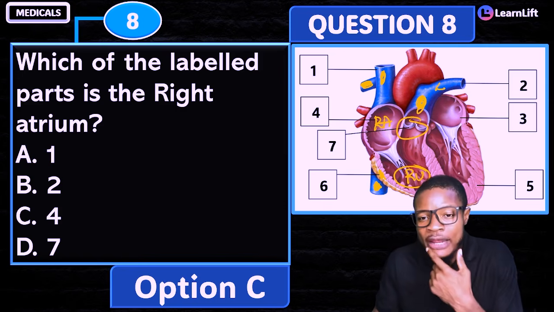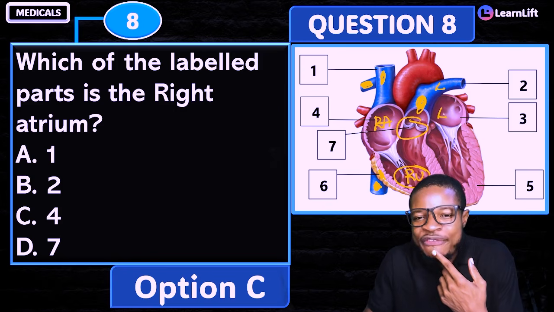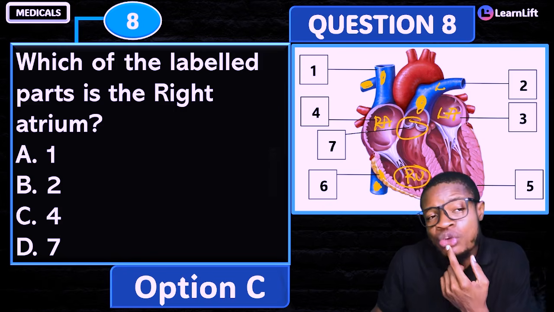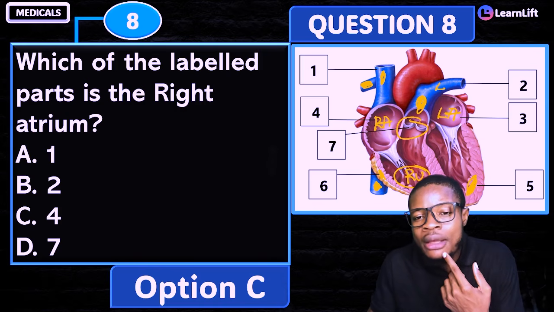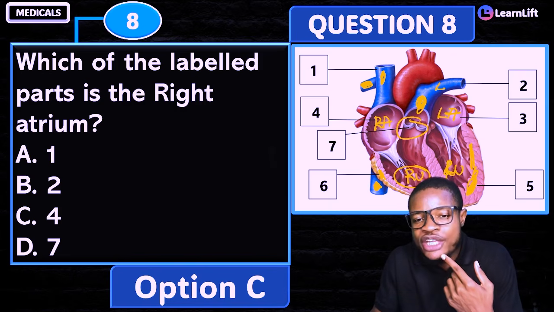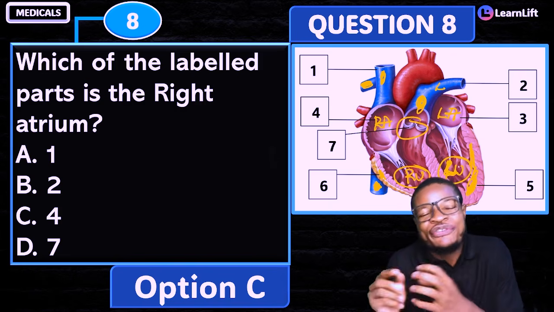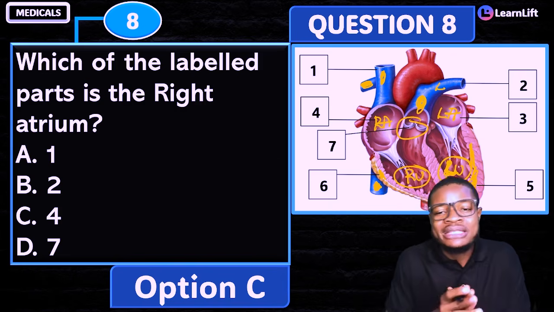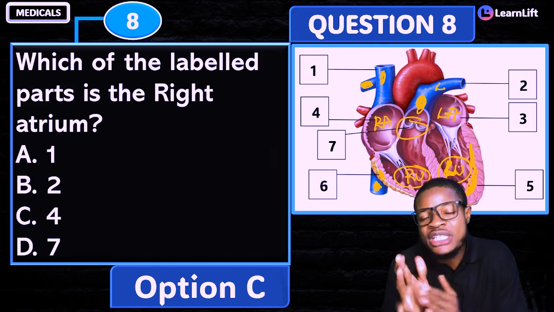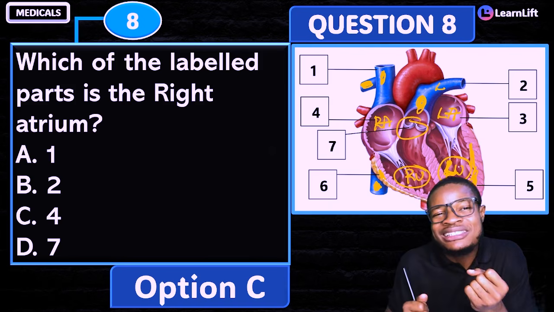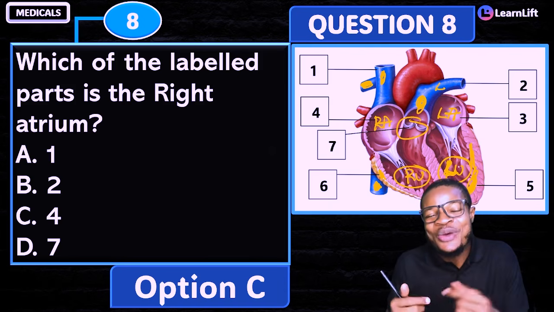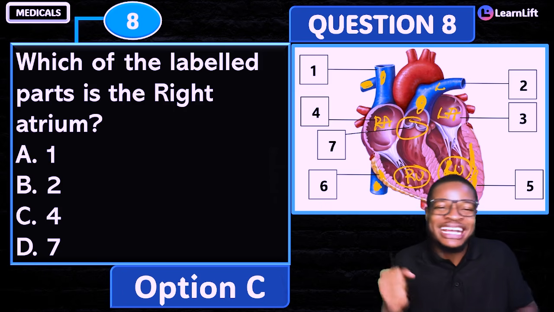Now, look at this very quickly. What about 3? 3 is the left atrium, right? Yes, the left atrium is 3. And then 5, you can see it is the muscle of the left ventricle. 5 is the muscle of the left ventricle, and you can see that 5 is thicker than 6. I'll show you why: because it pumps blood more forcefully at a higher pressure.